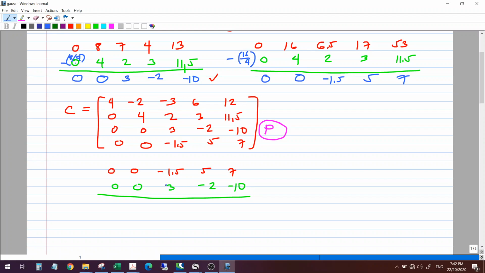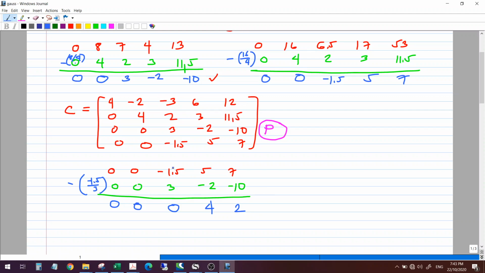Now, what number will we multiply the pivot equation so that when we subtract these two equations, this becomes 0? By inspection, it should be -1.5 over 3. Okay, minus. Okay, so 0, 0, 0, and this becomes 4, this becomes 2.